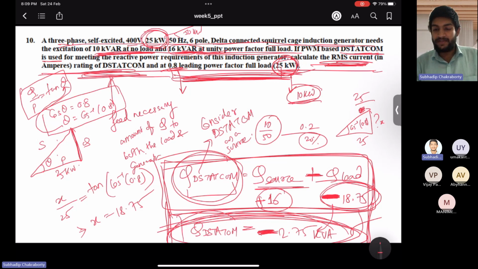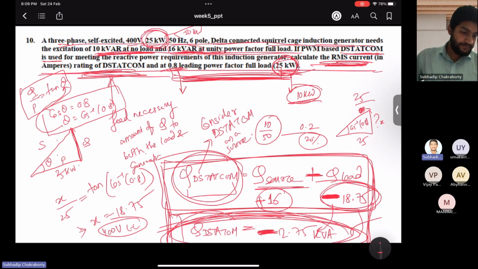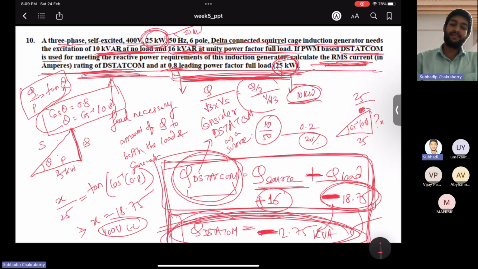Now you calculate the current from this. What is the voltage? 400, line to line. Now, can you calculate the RMS current? You take the reactive power divided by √3 into the line-to-line voltage, or you can do Q by 3 by V by √3. Any way you can do, and it gives you the currents.